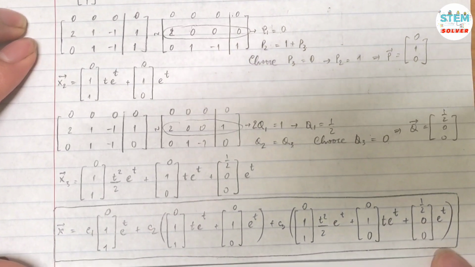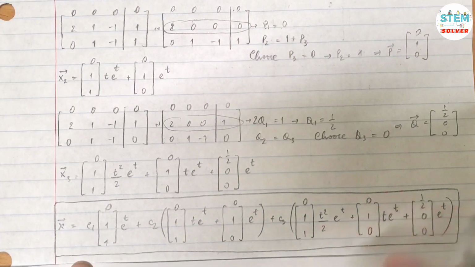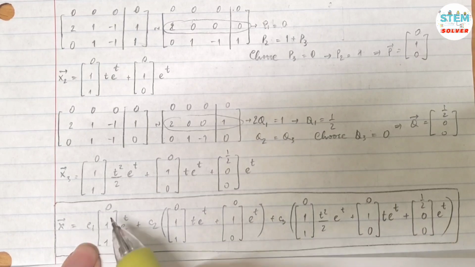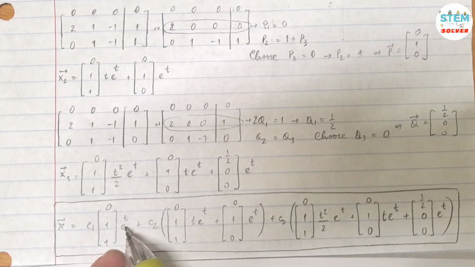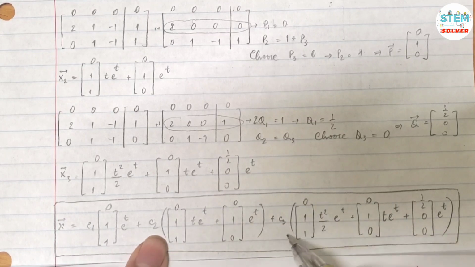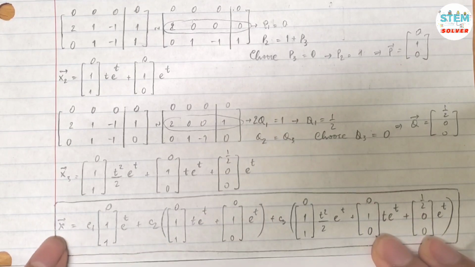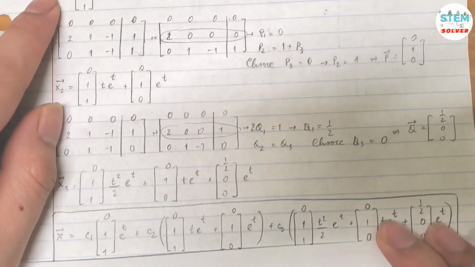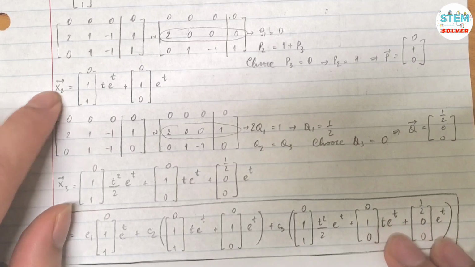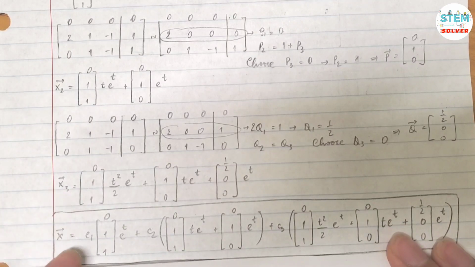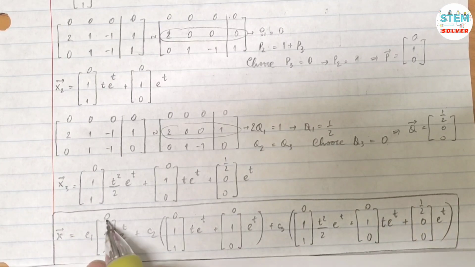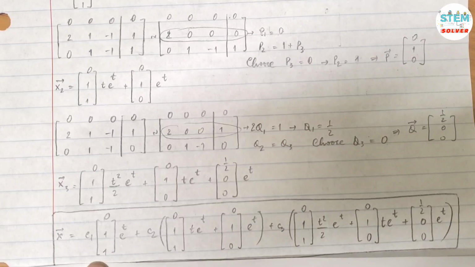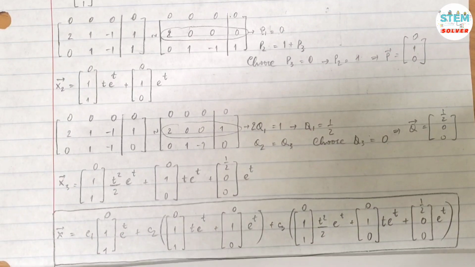Now put them together, and you will have the final solution for the whole problem, which is c1 times this vector k e to the t, plus c2 times this vector, plus c3 times this vector. Basically, it's just vector x equals c1 times vector x1 plus c2 times vector x2 plus c3 times vector x3. Don't forget to multiply by constants c1, c2, c3 because your matrix here can be changeable. That's why you have to have c1, c2, c3.